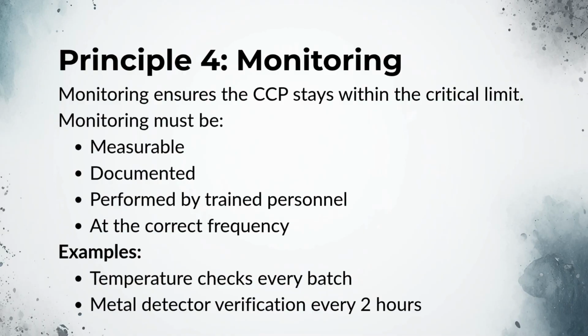Monitoring is how we ensure each CCP stays within its critical limit. Monitoring must be measurable, documented, and performed by trained personnel at the correct frequency. Examples include checking cooking temperatures every batch, or verifying the metal detector every 2 hours. Monitoring records are essential. They prove that the process was under control.